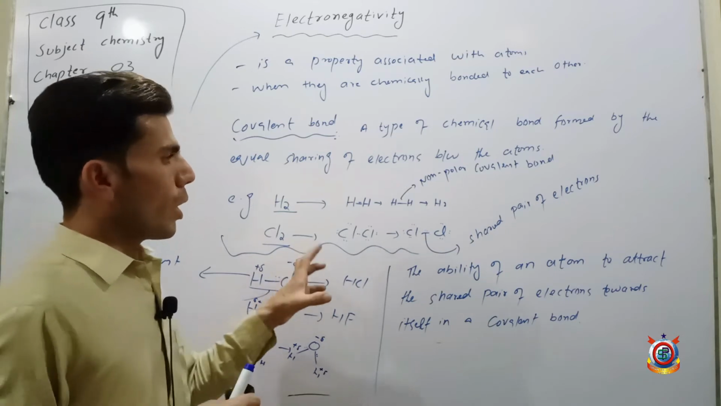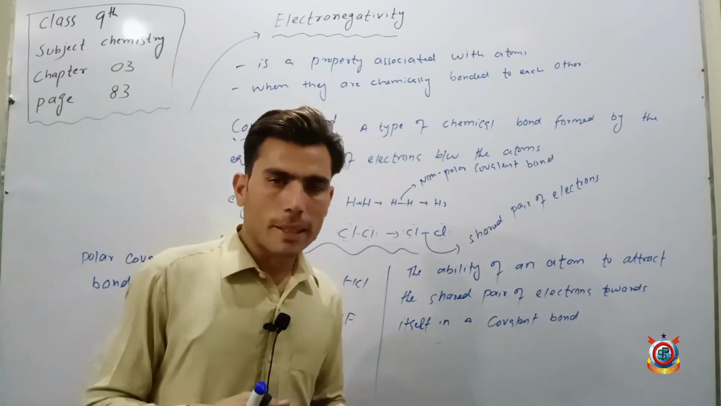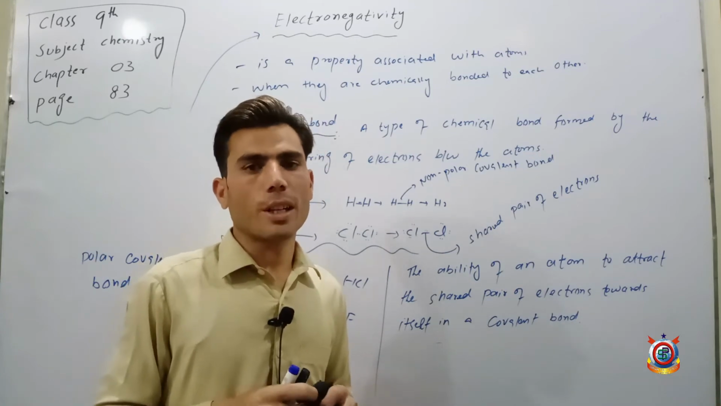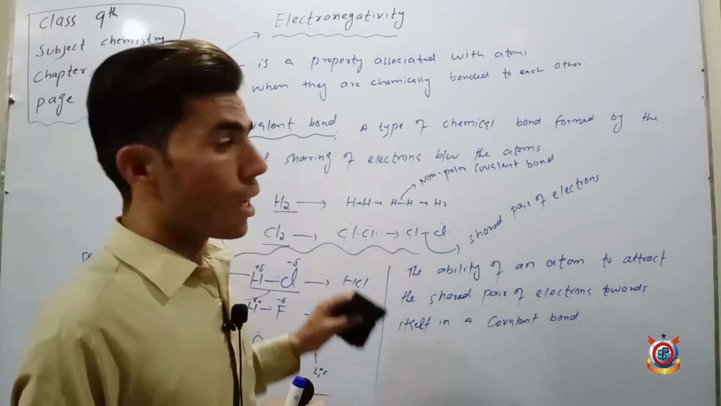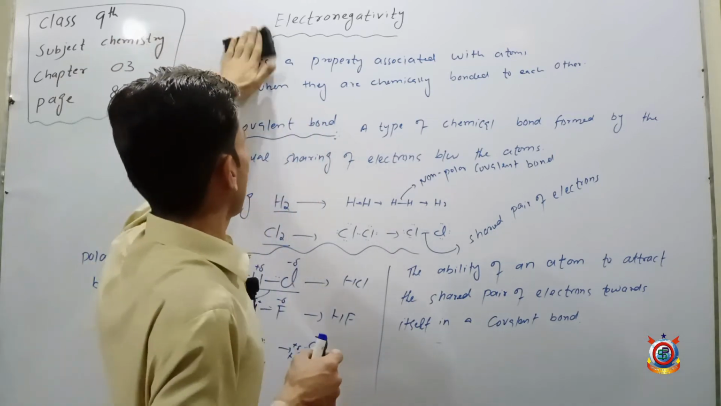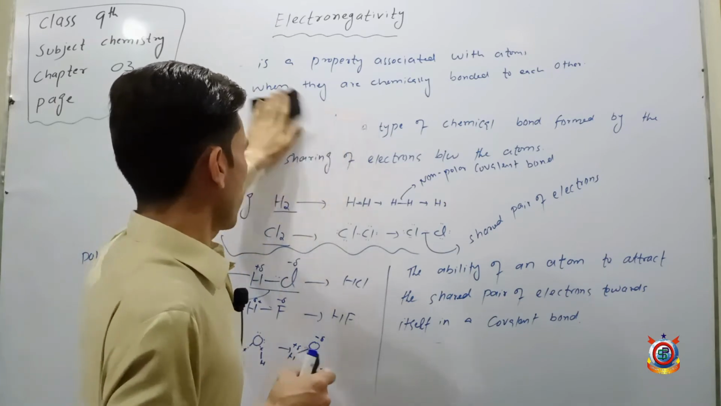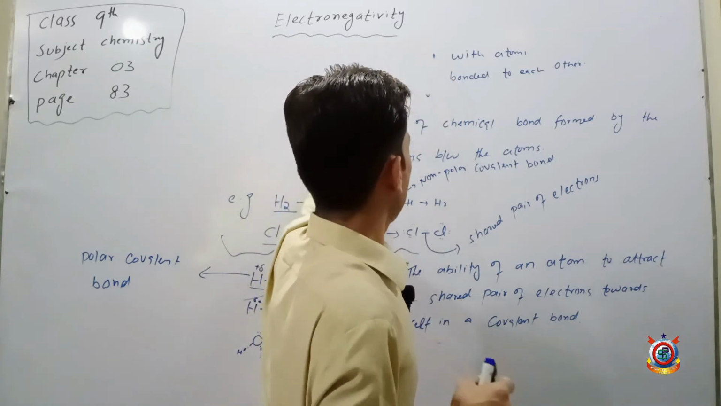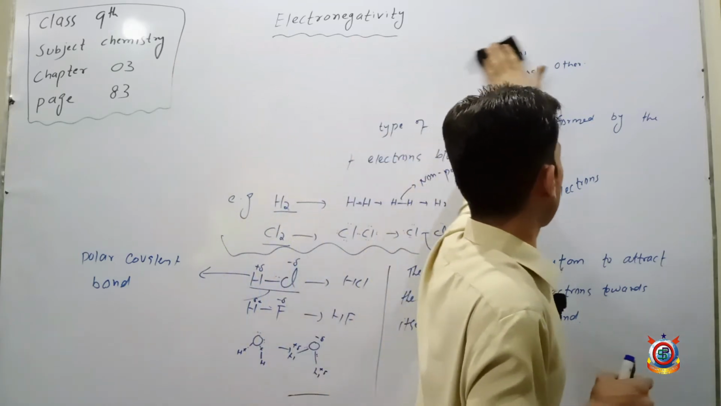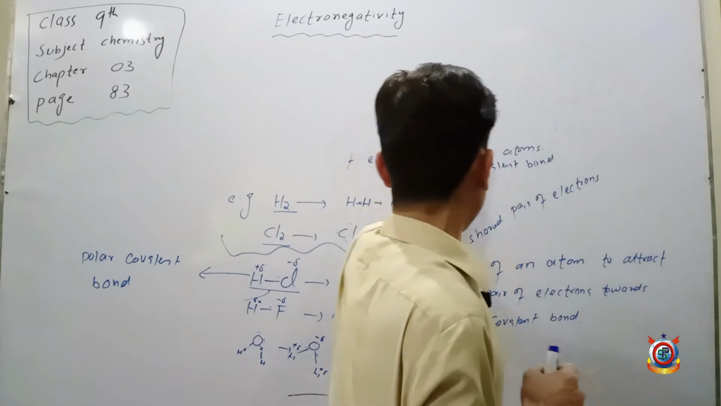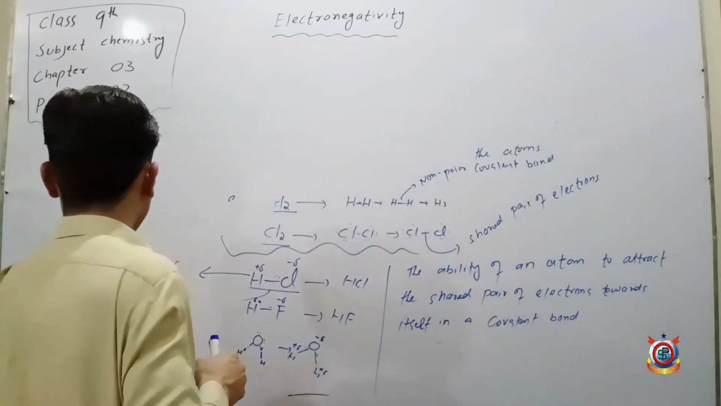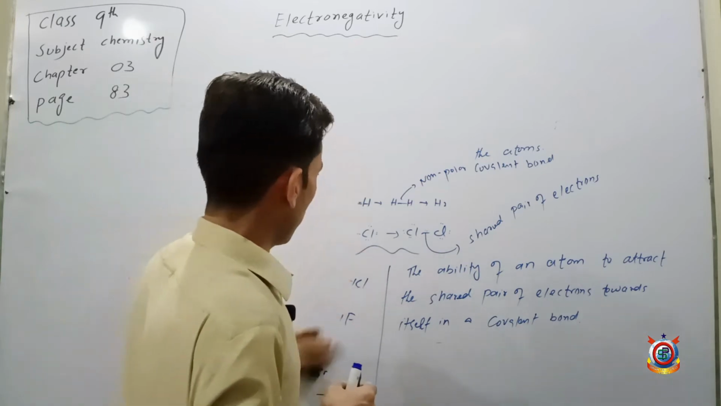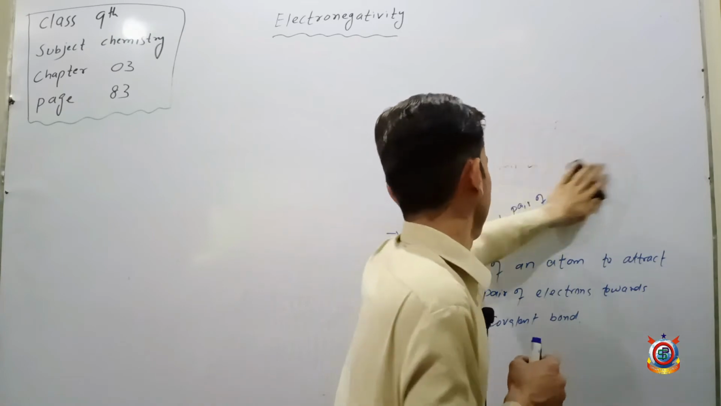So this property of attracting the electron pair towards itself in a covalent bond is called what? It is called electronegativity of atoms. Now I am coming towards the trends of electronegativity in the periodic table: when we move from left to right, and from top to bottom in the periodic table, what will happen? Will there be an increase or a decrease in the electronegativity values?